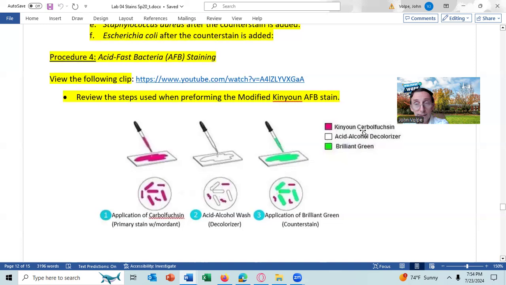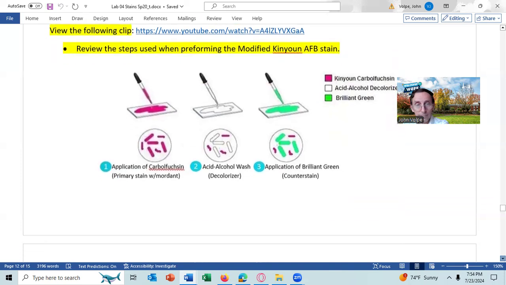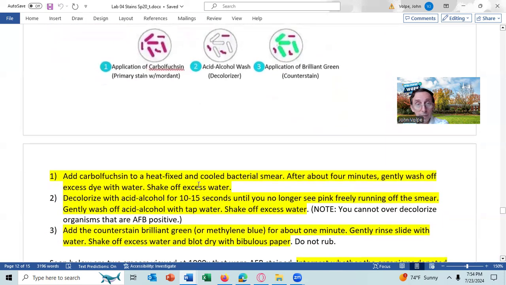both acid-fast stains use carbol fuchsin as the primary stain. It stains all cells pinkish color. You then apply heat, which is sort of a mordant. It allows the carbol fuchsin to more easily stain the acid-fast bacteria.